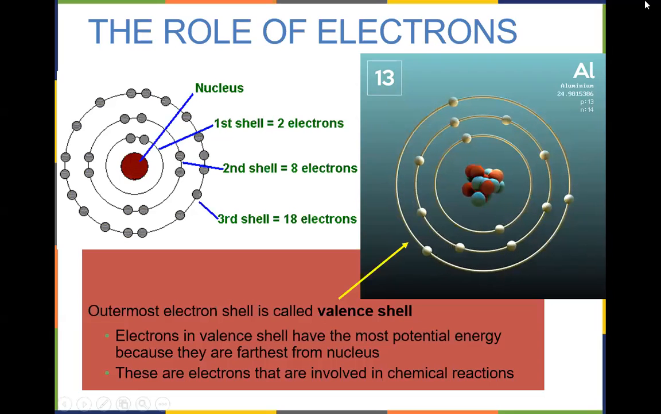So here we see with aluminum, it has only 3 electrons in its outer shell. That's its valence shell. It has a great deal of potential energy. When it has potential energy like that, it can combine with other atoms.